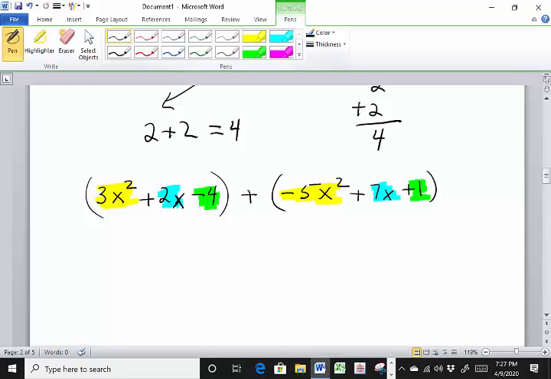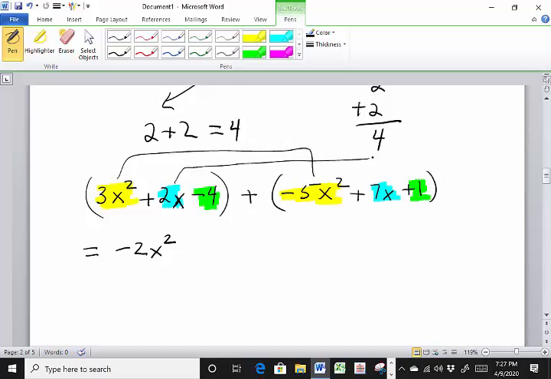So basically what we have, if you just look at the coefficients, what's 3 added to negative 5? Well, that's going to be negative 2. And then your variable is x raised to the second power. So 3x squared added to minus 5x squared is a minus 2x squared. Okay, that was these two right here.